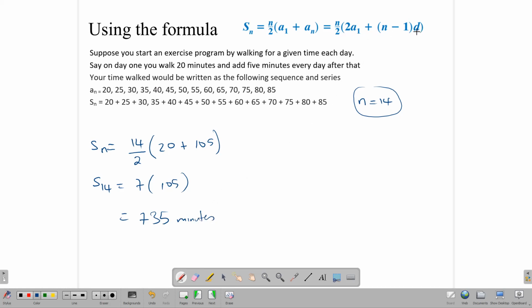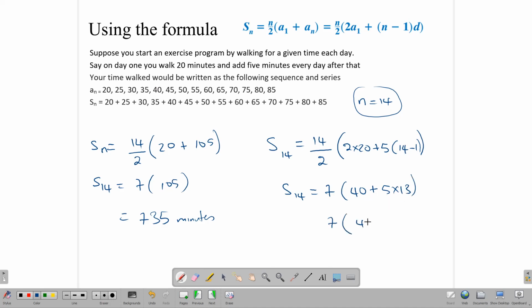Using the other version of the formula, we know the number of terms, it's 14, so we can write our 14. We know the first term is 20, so we can say 2 times 20, plus the common difference. When you look at this, we're adding 5 minutes each day, so the common difference is 5. And so it's 5 times 14 minus 1. That gives us 7 times 40 plus 5 times 13, which is 7 times 40 plus 65. And that again gives you 7 times 105, which gives you 735 minutes.